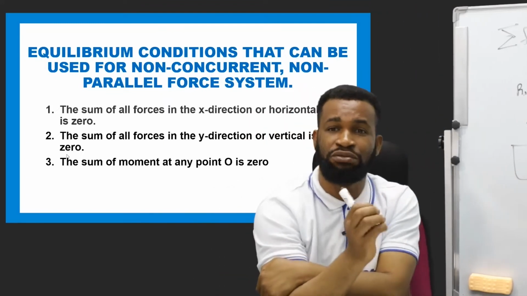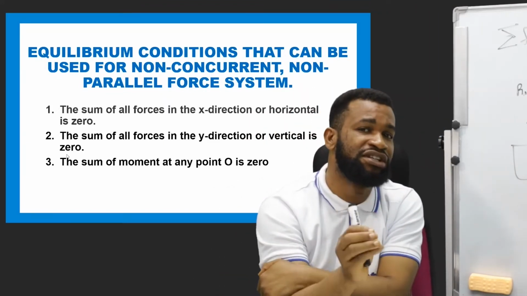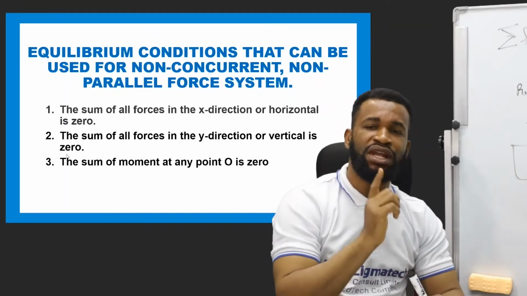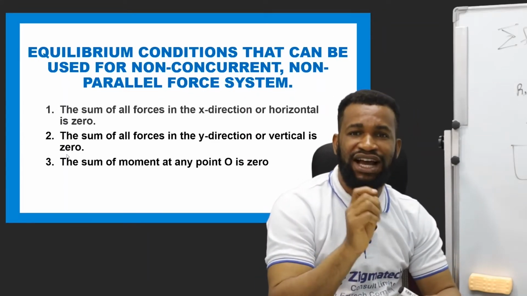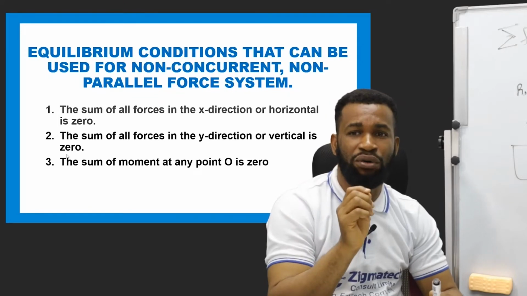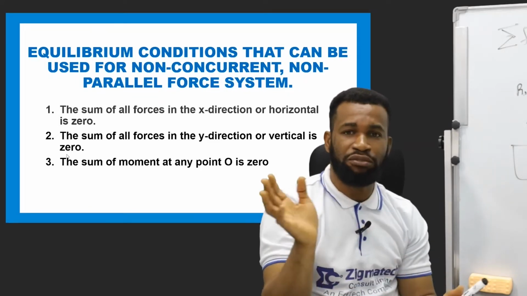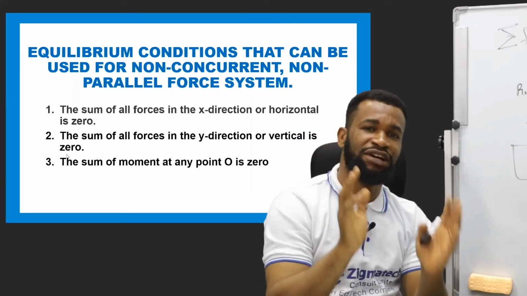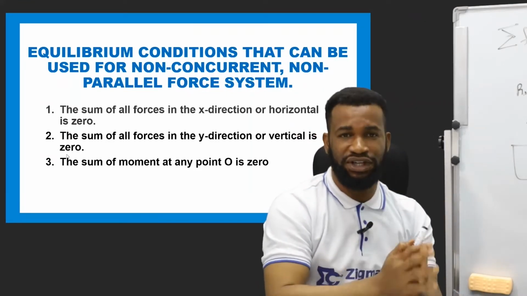But we are going to see how to apply them in a real problem to be able to solve it. And then lastly, the sum of moments at any point O is 0. That means clockwise moment must be equal to anti-clockwise moment. That means everything sums up to 0.